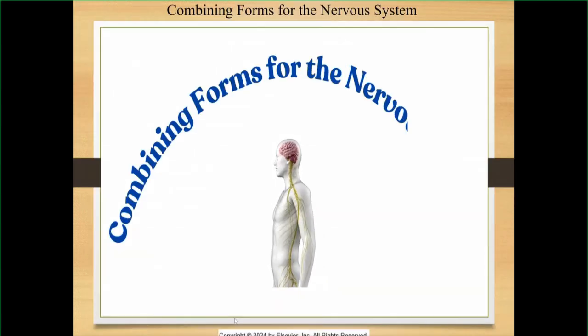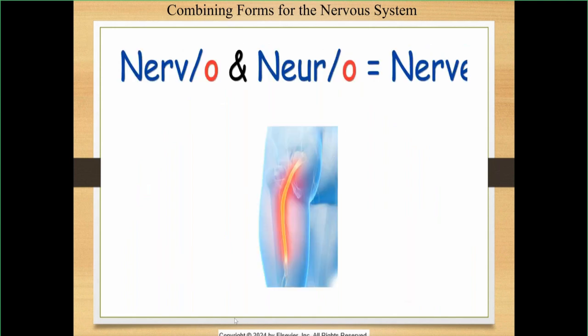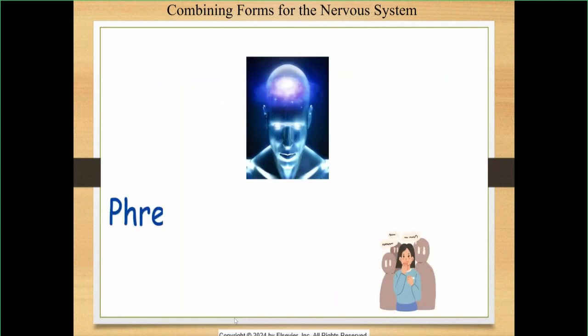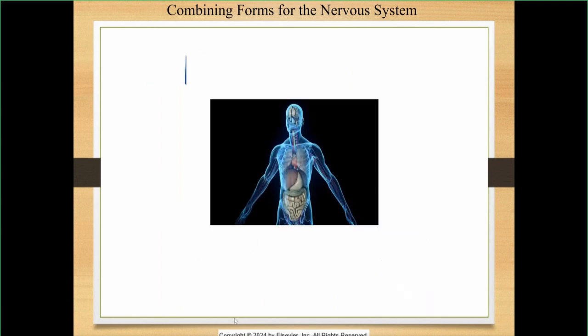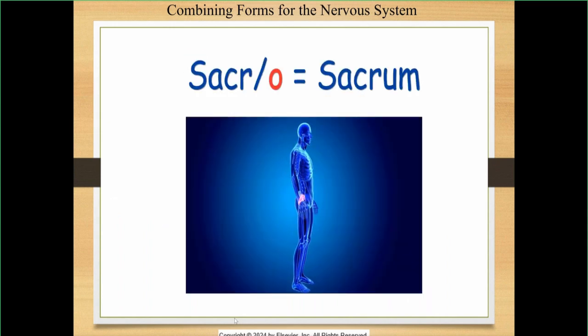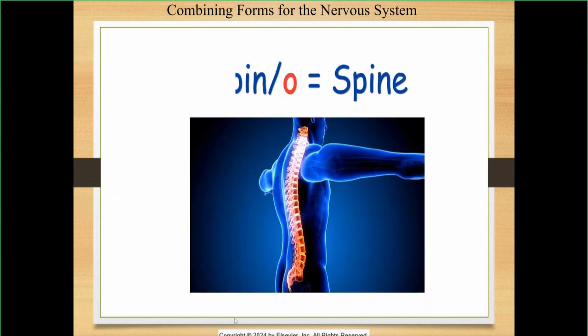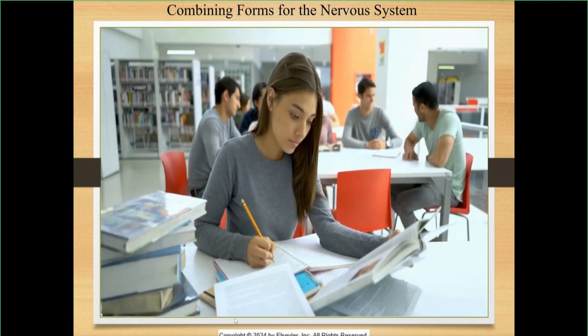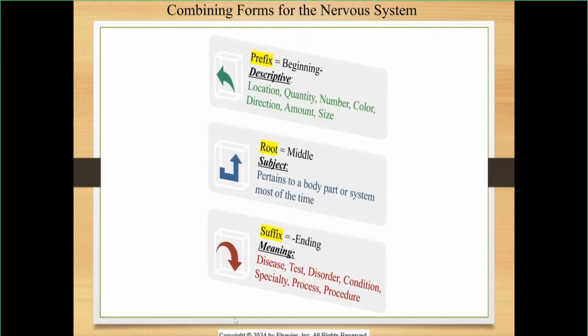Let's review more combining forms for the nervous system. Mento and psycho mean mind. Example, psychology. Nervo and neuro stand for nerve. Freno also means mind or diaphragm. We'll discuss schizophrenia later, but this is a good example for freno. Physio means nature, like physiology. Sacro pertains to the sacrum, which is the portion of the spine that forms part of the pelvis. And spino means spine. Some of these terms are easier than others, but we still have to learn them all to be able to identify the medical terms by their prefixes, roots, and suffixes.